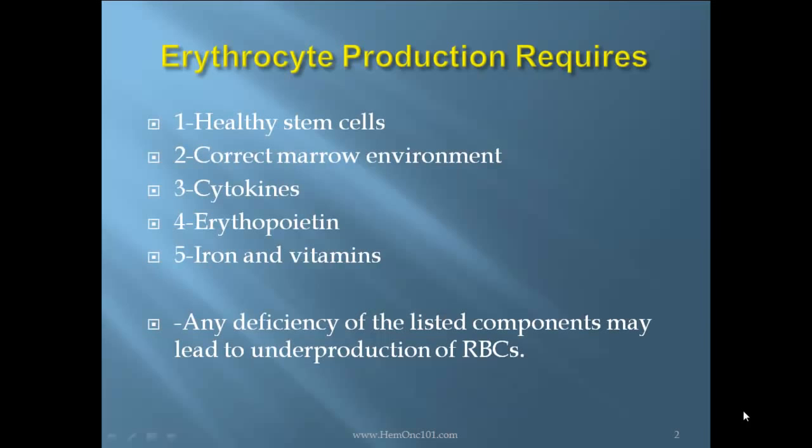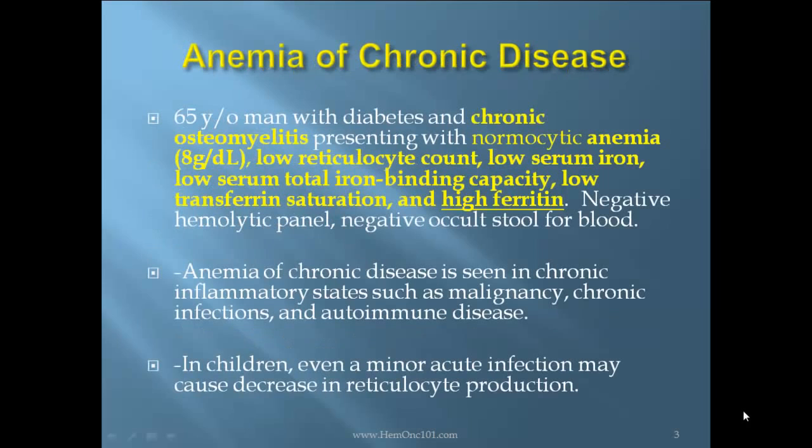Erythrocyte production requires healthy stem cells, correct microenvironment, cytokines, erythropoietin, iron, and vitamins. Any deficiency of the listed components may lead to underproduction of RBCs.